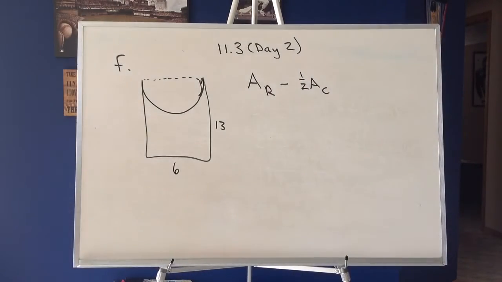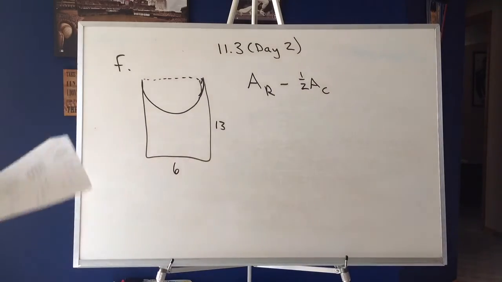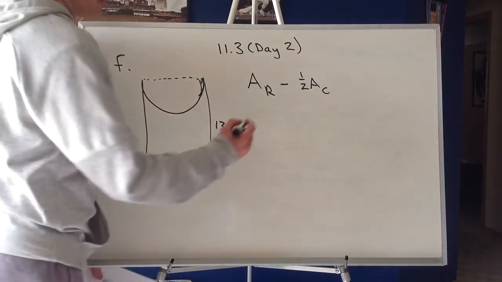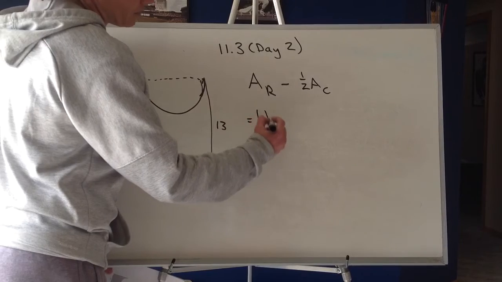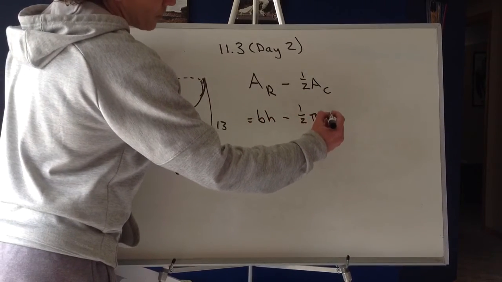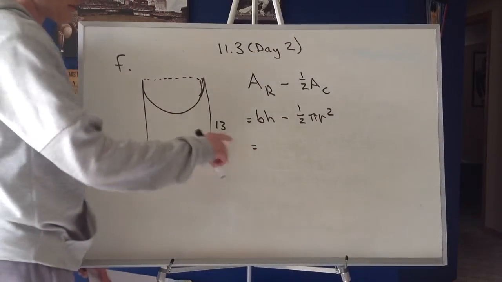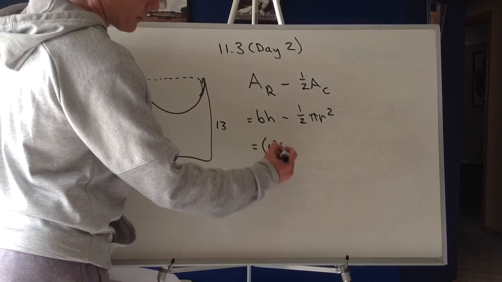Okay, you also could have used your sector equation there. That would have worked as well. And then it just would end up being 180 over 360, but that becomes 1/2. So I think it's a little bit easier to do the semicircle here. Okay, so area of a rectangle is base times height. And then we got 1/2 pi r squared for the circle. So our base and height are 6 and 13.